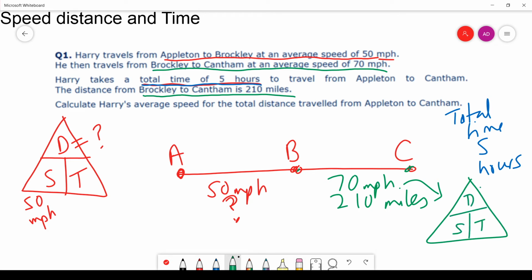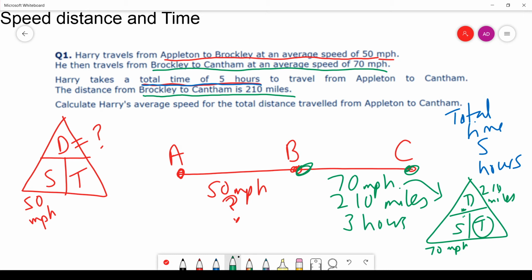Distance clearly is 210 miles. Speed, 70 mph. So to work out time, you've got to do 210 divided by 70. That gives you 3 hours. So from B to C is 3 hours.